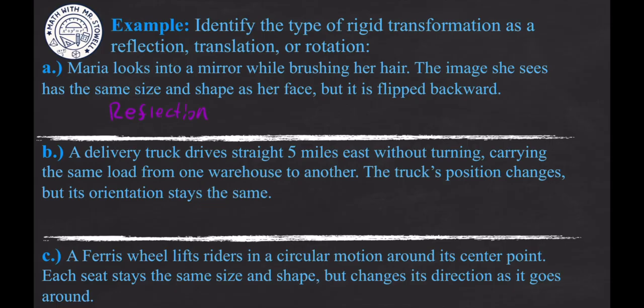In part B, a delivery truck driver drives a straight 5 miles east without turning, carrying the same load from one warehouse to another. The truck's position changes, but its orientation stays the same. Well, because a truck starts in one spot and just continues this way, going east, and does not turn, does not rotate itself in a new orientation, we know that this is going to be just a translation.